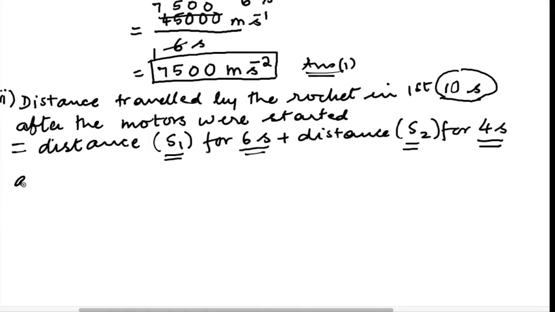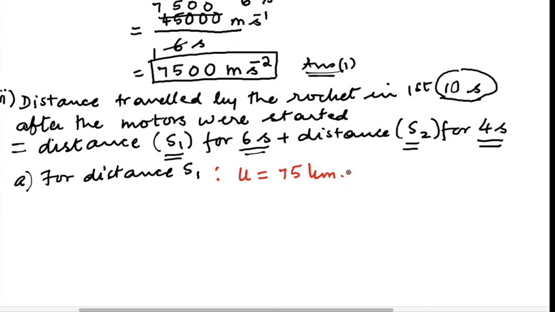Okay, so we will consider the first part, that will be for distance s1. Now for distance s1, let us consider what we already know. Let me just change the color. We are going to have initial velocity is going to be 75 kilometers per second, and the final velocity is 120 kilometer per second.